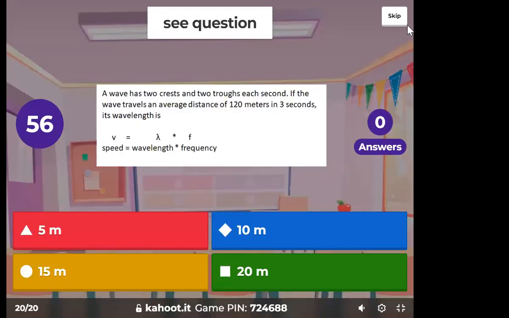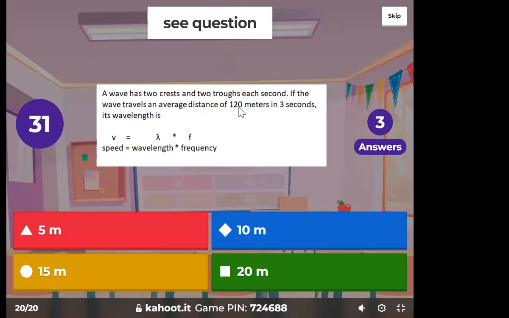Wave has 2 crests, 2 troughs each second. The wave travels 120 meters in 3 seconds. What is its wavelength? Here, go over this with you guys. 2 crests, 2 troughs each second. That tells you it has a frequency of 2 hertz. Kind of like that leaf bobbing up and down, right? So this frequency is 2 hertz, right?